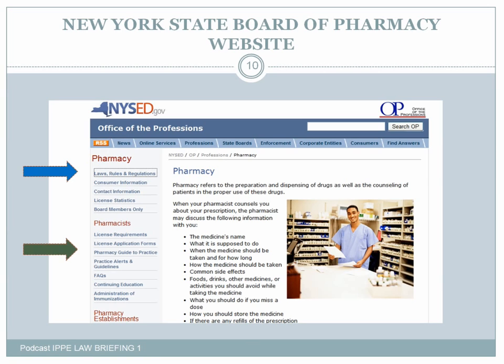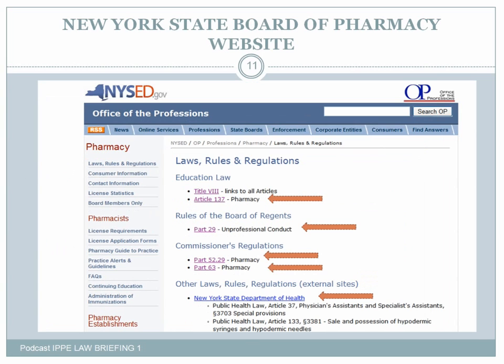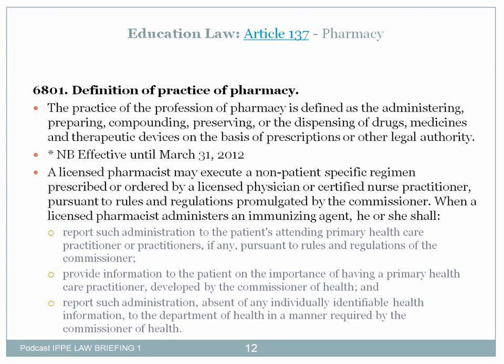So again, if you clicked on the blue arrow there, it would take you over to this screen. Now for this particular screen, there are 1, 2, 3, 4, 5 arrows, and we're going to begin with the first arrow here. We're under education law in the state of New York, and more specifically Article 137. That's very important for pharmacists in the state of New York, Article 137. And if you click on Article 137, the first thing that comes up is definitions.